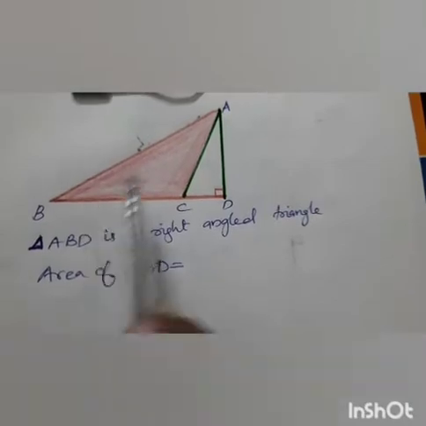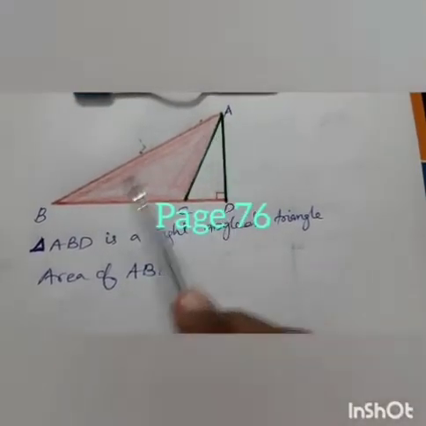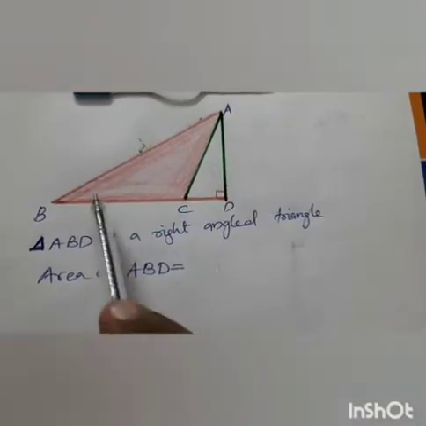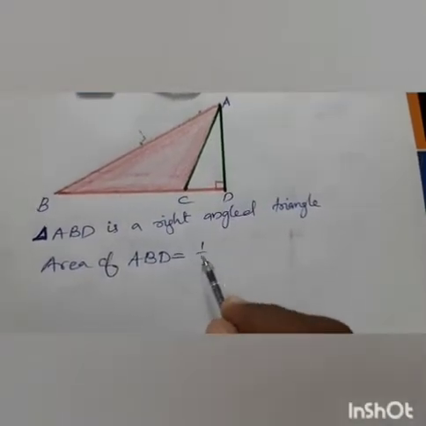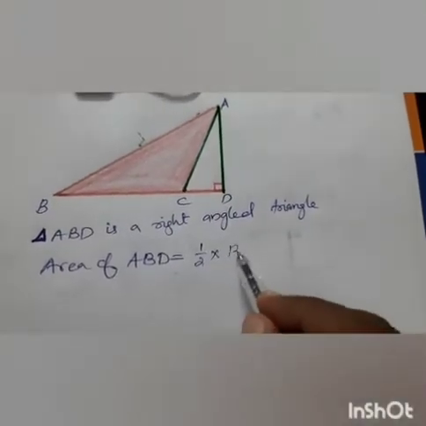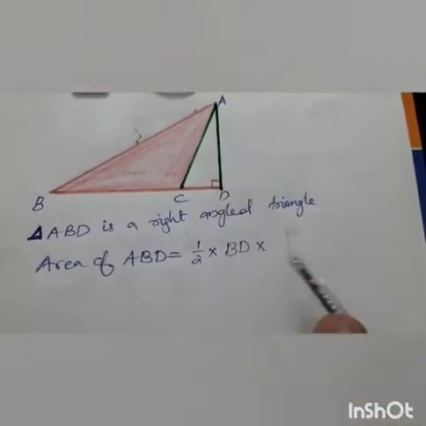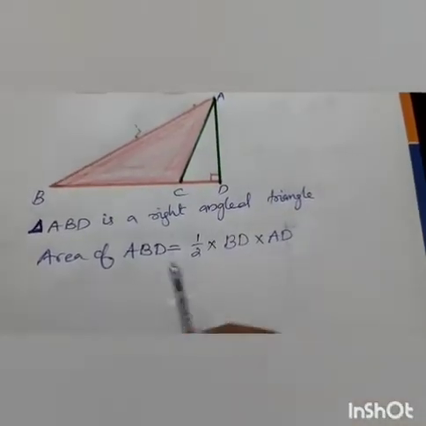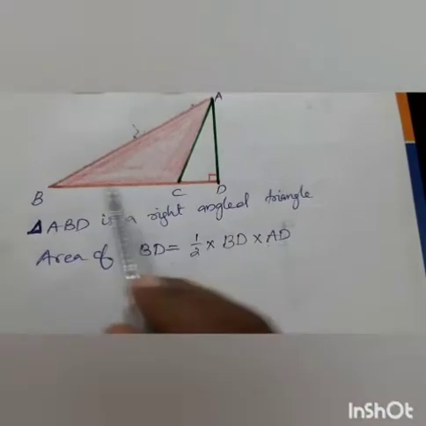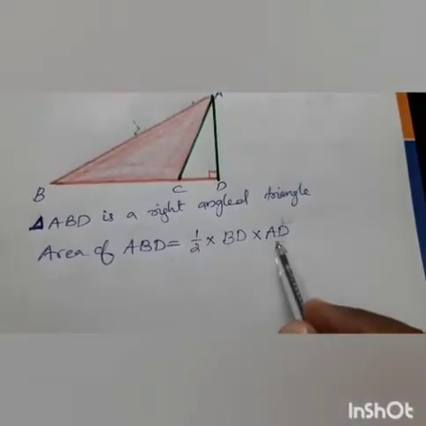First we have to find out the area of ABD. It is a right angled triangle. So how will you find out the area? Area is equal to half into base length BD into height AD. So base length into height. BD is the base length, AD is the height.